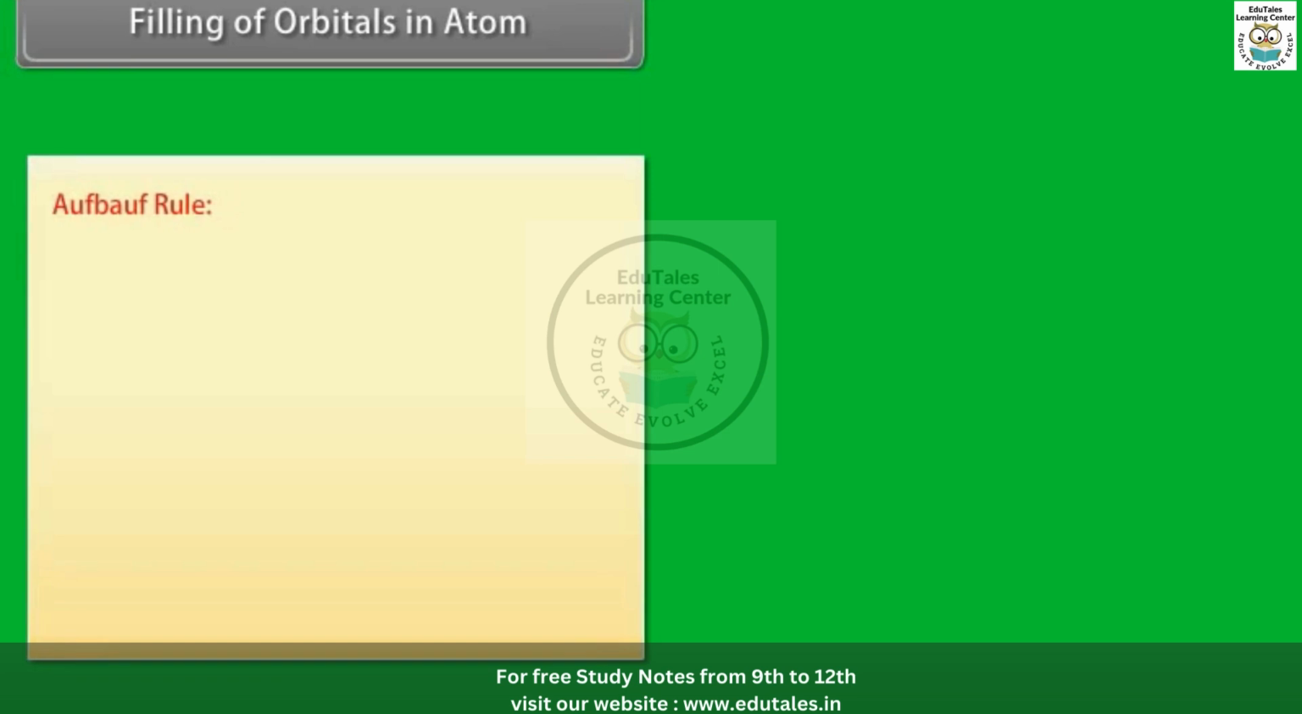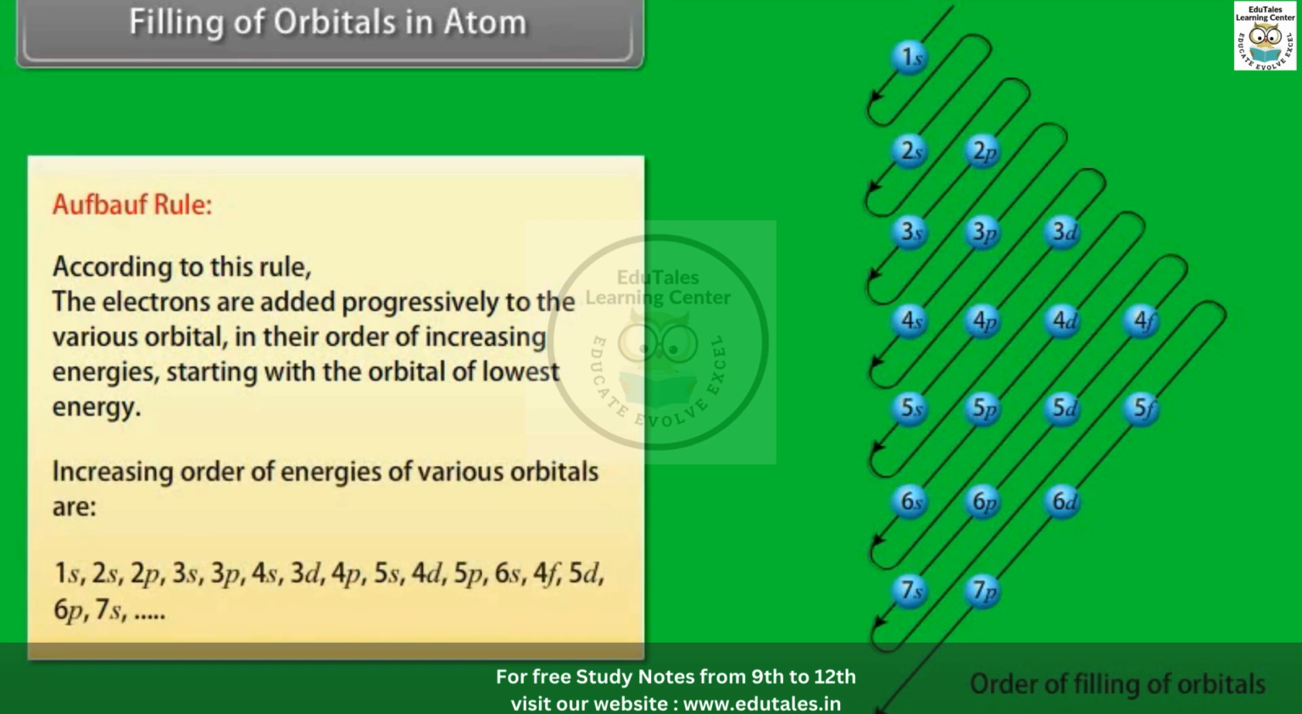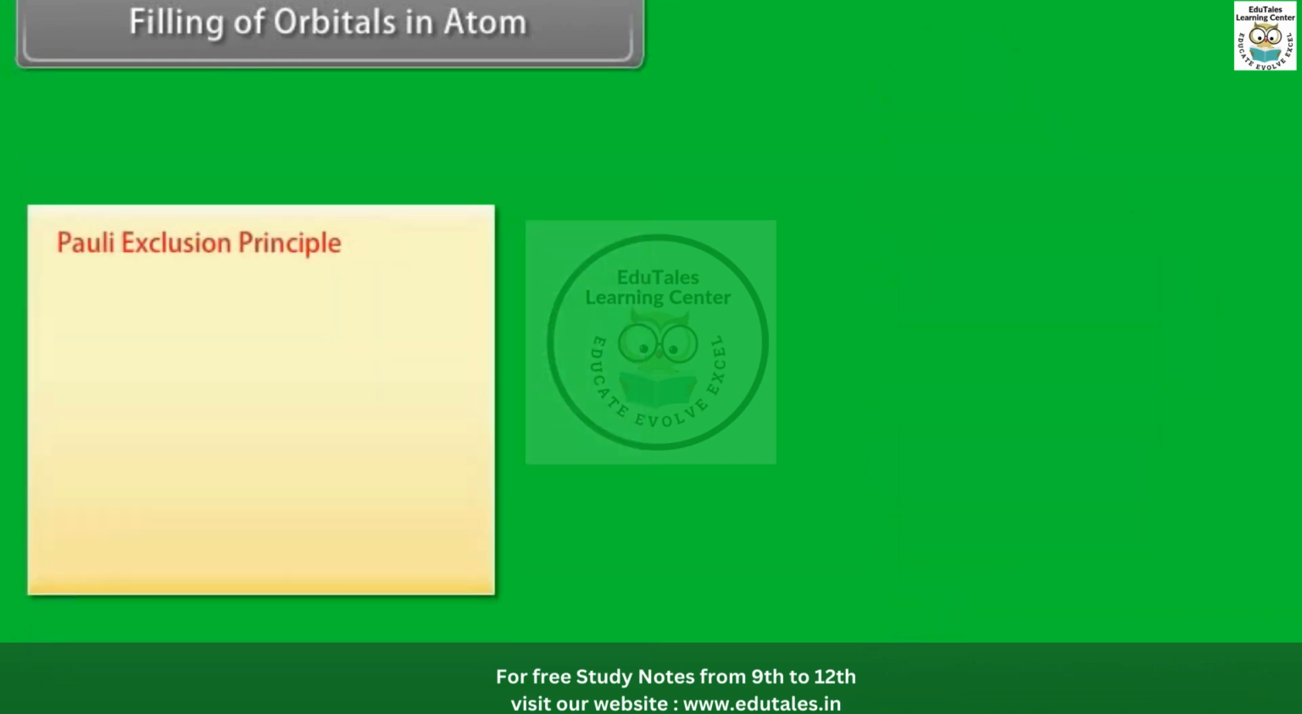Filling of orbitals in atoms. Aufbau rule. According to this rule, the electrons are added progressively to the various orbitals in their order of increasing energies, starting with the orbital of lowest energy. Increasing order of energies of various orbitals are: Pauli's exclusion principle.